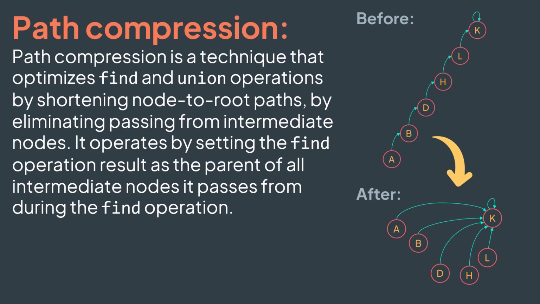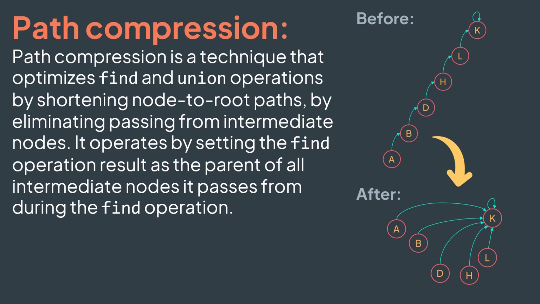It's a technique to optimize find and union operations by shortening node to root paths, by eliminating passing from intermediate nodes. It operates by setting the find operation result as the parent of all intermediate nodes it passes from during the find operation. To implement it, we need to modify the find operation only.